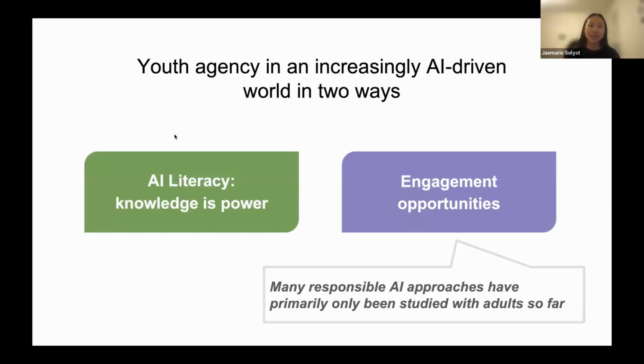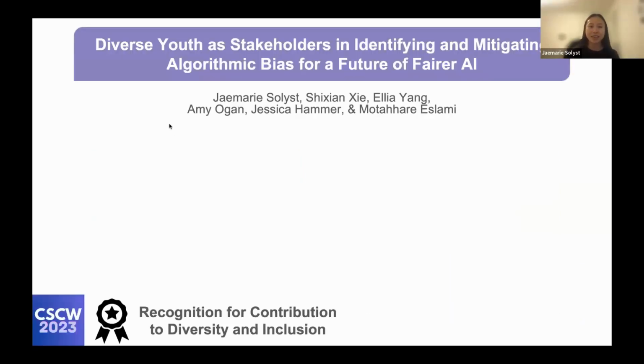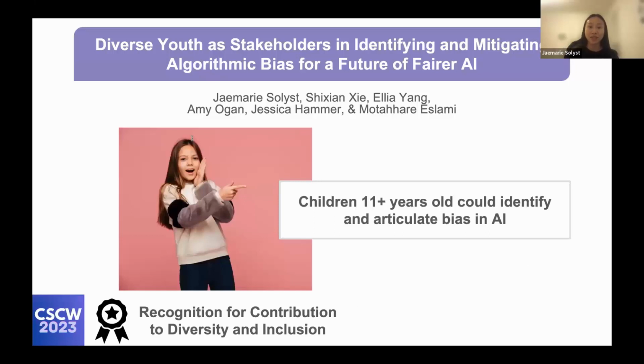Youth are regularly using technology that wasn't necessarily designed for children, and many responsible AI approaches have only been studied with adults so far. So in another recent study, I looked at how diverse youth as stakeholders could identify and potentially mitigate algorithmic bias in AI-driven technology that they regularly use. And I found that children 11 years and older could identify bias in common AI that children often use, such as Google search or image results and text-to-image generative AI. And so I saw that participants could often articulate in great detail and clarity when they recognize bias.